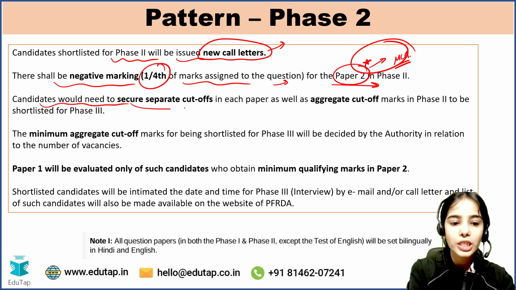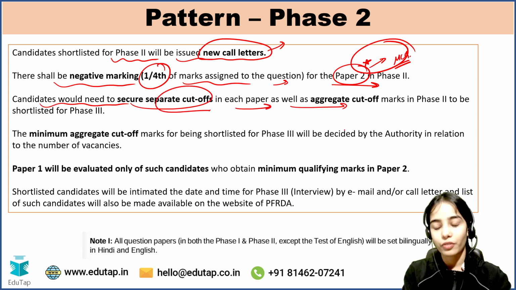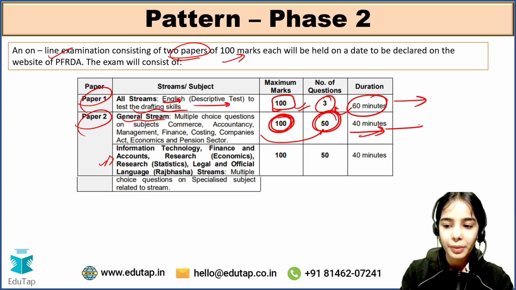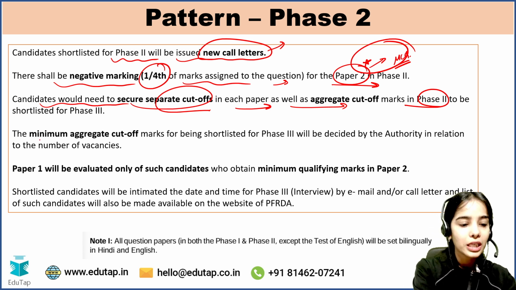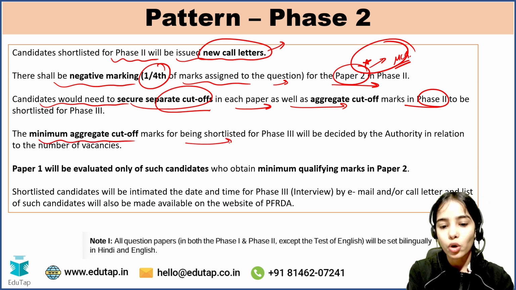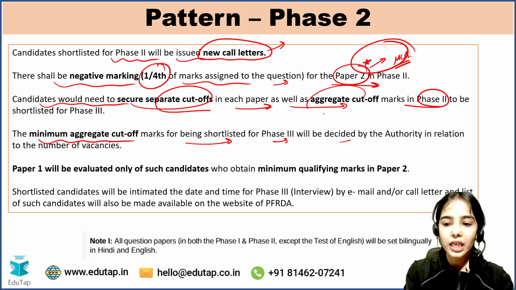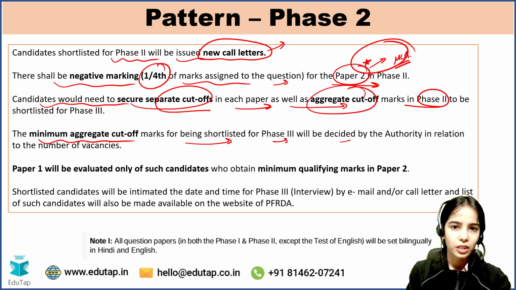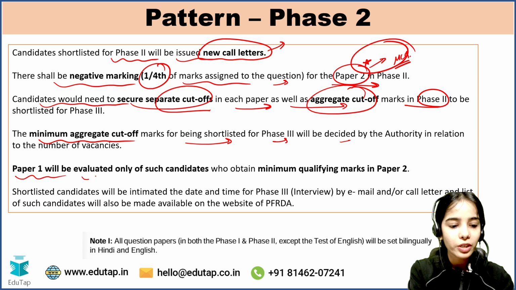Candidates would need to secure a separate cutoff in each paper as well as aggregate cutoff marks in phase 2 to be selected for phase 3. The minimum aggregate cutoff marks for being shortlisted for phase 3 will be decided by the authority. That means the aggregate cutoff and such will be decided by the authority after the exam has been conducted.